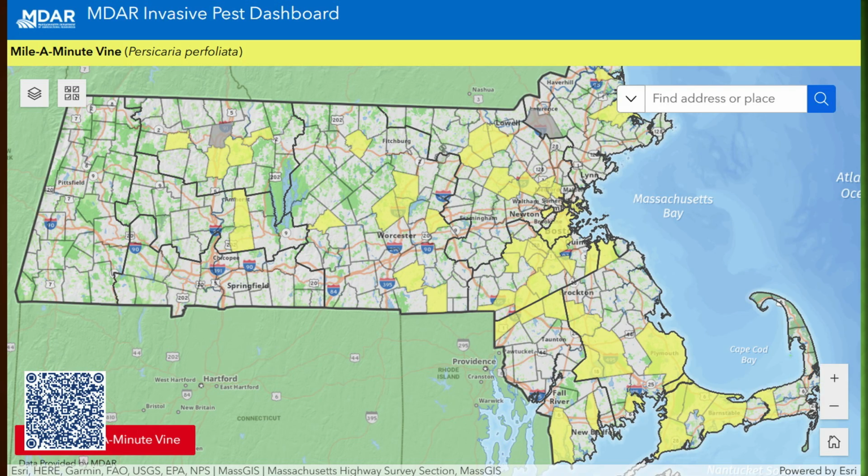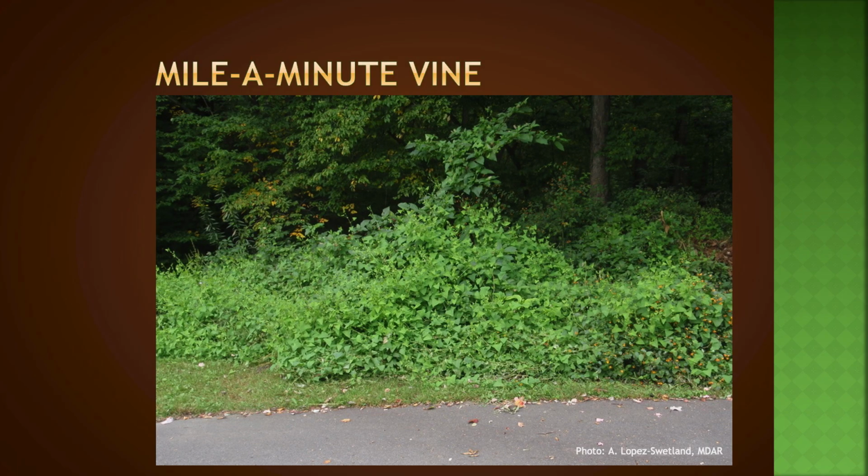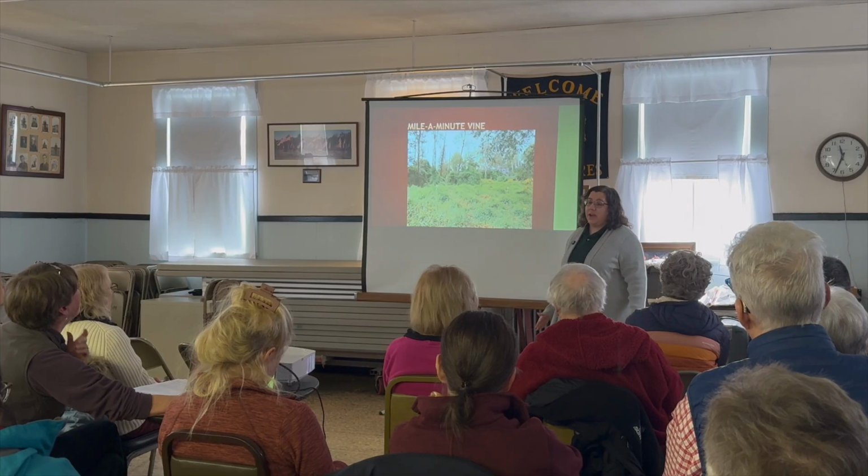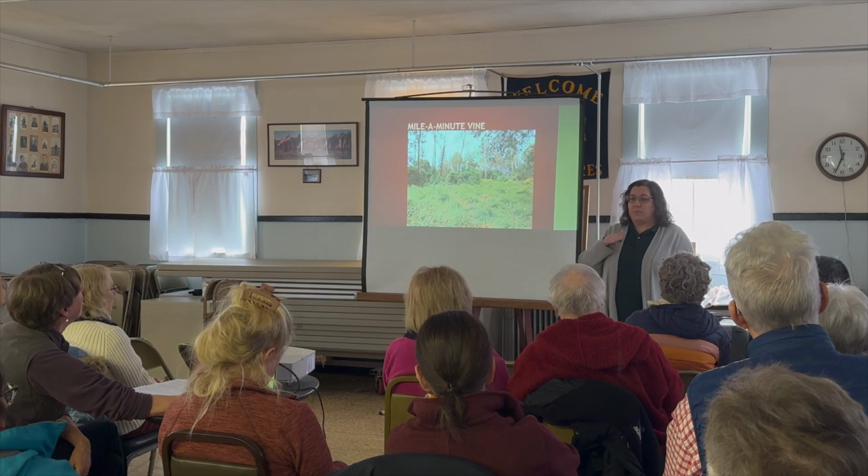Here is a map of every place we have mile-a-minute vine. We kind of lost the battle on this one, I think. At this point, we're managing some of the smaller sites, but we're not going to eradicate it. Here it is growing along the edge of a road. Here it is growing in Fowl Meadow in the Blue Hills Reservation in the Milton-Dedham area. So the entire understory is mile-a-minute vine, and then under the mile-a-minute vine is dead mile-a-minute vine, and then under that is more dead mile-a-minute vine.